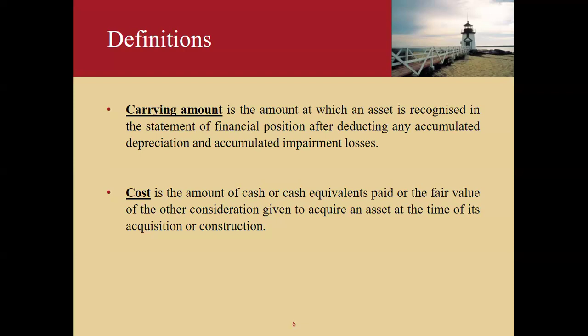There may be some sort of exchange where I've not transacted in cash. So whatever amount is estimated at that moment is what I take as the cost of the asset. Through acquisition, but also in construction. For example, if I'm constructing a building, the cost that will come from the process of constructing that building is what I recognize as cost in my books of account.